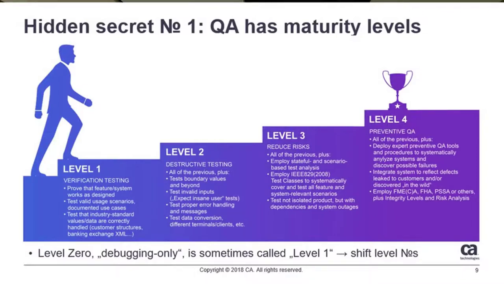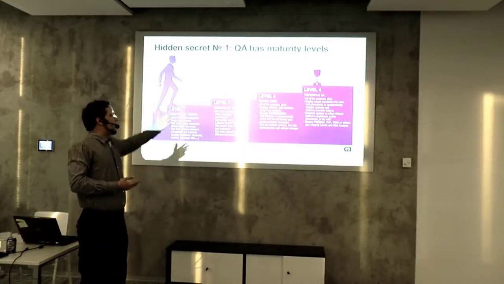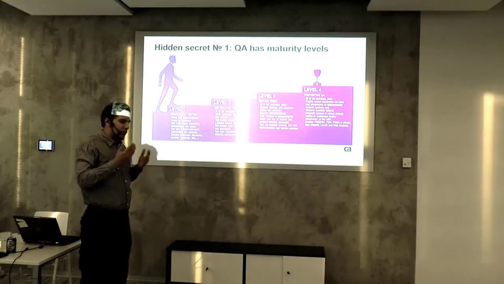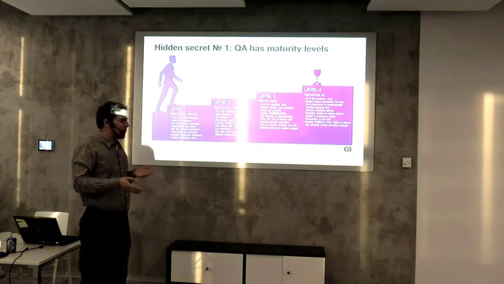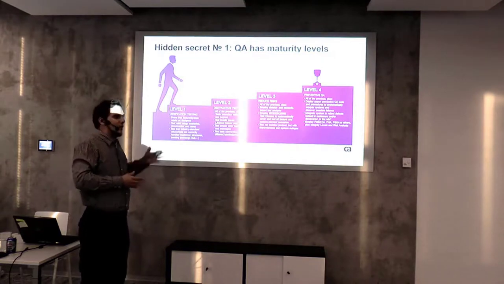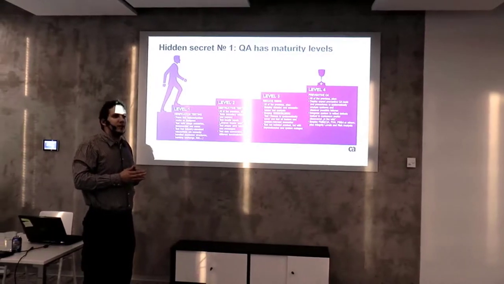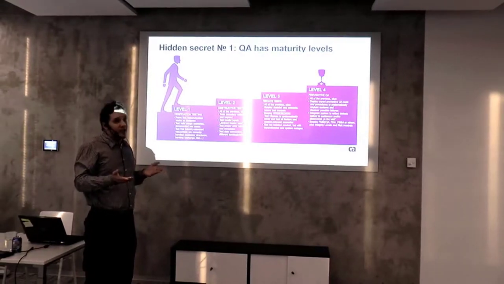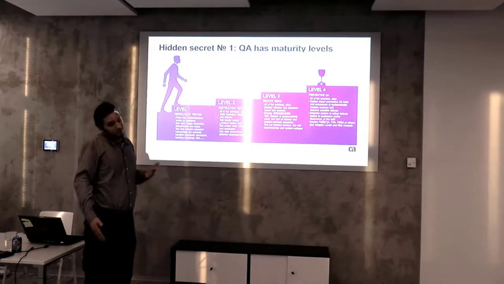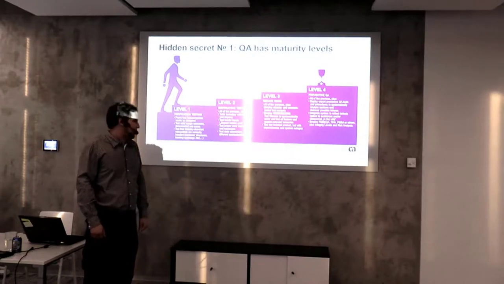And finally, on the fourth level, we have preventive quality assurance. That's not so much about techniques anymore, it's more about processes. Because you need to deploy not only tools, but also experts, people who know what they are doing, and you have to have set up processes in your company to enable them to do what they are doing. Because it's useless to have the best risk analyst in the world if you don't do any risk analysis. If you take the risk analyst and say, hey, go make some tests somehow, you're on level two, even though you have the people qualified for level four.